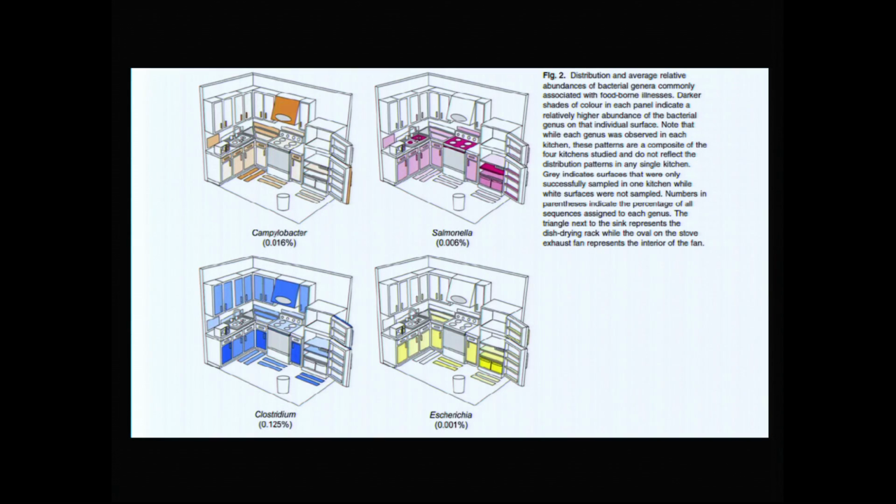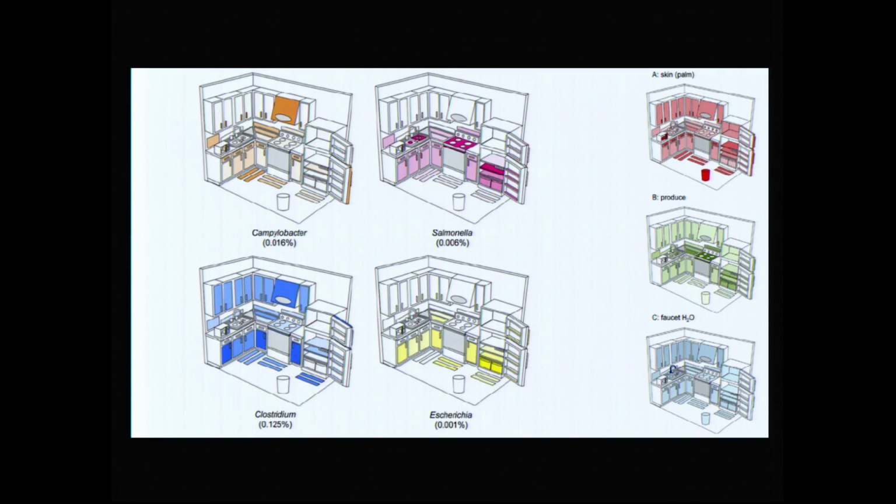So you can do untargeted 16S sequencing and ask at the genus level where's the Campylobacter, the Salmonella, and so on. But we can also use SourceTracker, a Bayesian technique for asking what are the sources of all of these different communities, and ask where does the skin go, where it's mostly on things that you touch, like handles and the trash can and the floor where you walk with bare feet. Where does the produce signal go, so that's mostly on the counter, and where does the tap water go, so mostly around the tap.